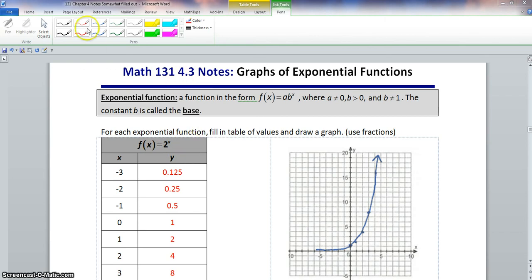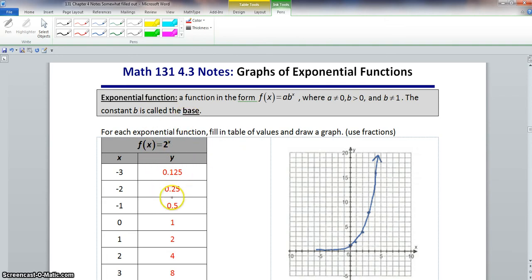Hello class, we're about to start section 4.3, graphs of exponential functions. An exponential function is a function in the form f of x is equal to a times b to the x, where a is not equal to 0, b is greater than 0, and b is not equal to 1. The constant b is called the base.